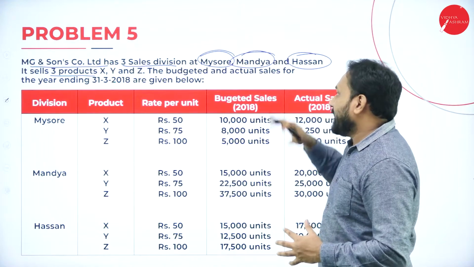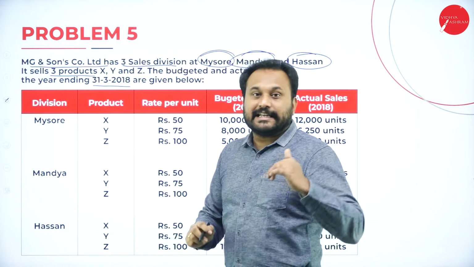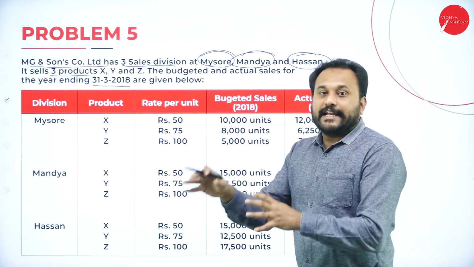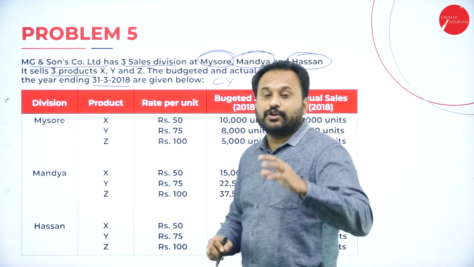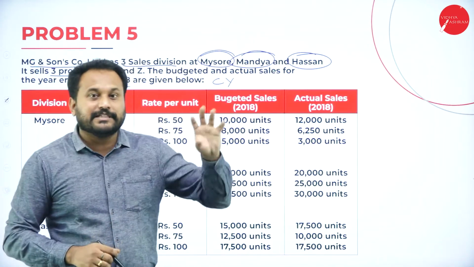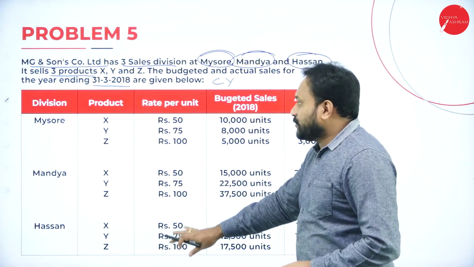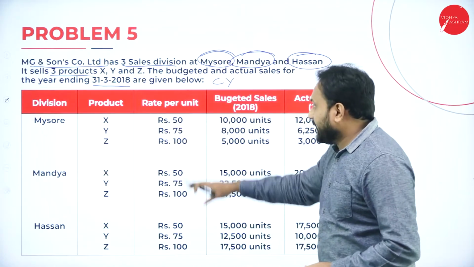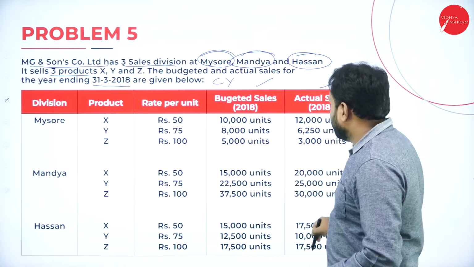Now the budgeted and actual sales for the year ending 31st March 2018 is given. So this data is 2018 data. That means this is the current year. So which year are we supposed to prepare? We are supposed to prepare the budgeted sales for 2019. That would be our question. So these are the things which they have given. So we have 3 divisions, 3 products, rate is given, budgeted sales for 2018, actual sales for 2018.